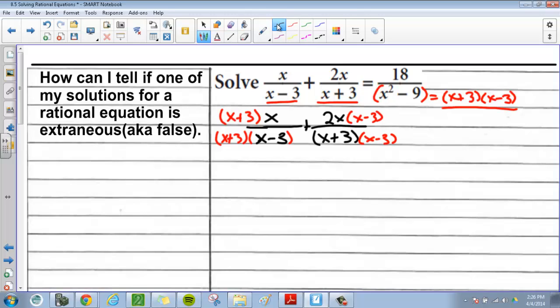And this is equal to, we already got a common denominator over here, this is equal to 18 over x plus 3 times x minus 3. That's when you change this. This is the same thing as that. Now that our denominators are the same, we don't have to worry about them anymore.